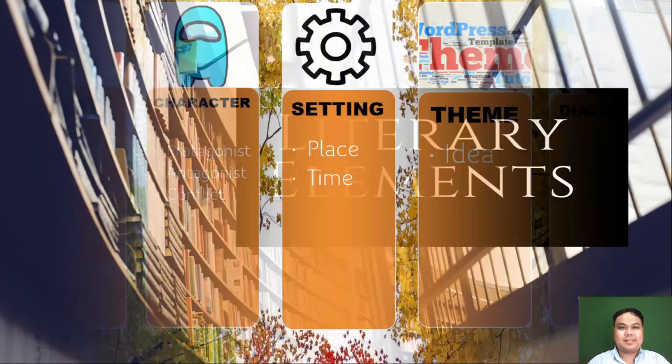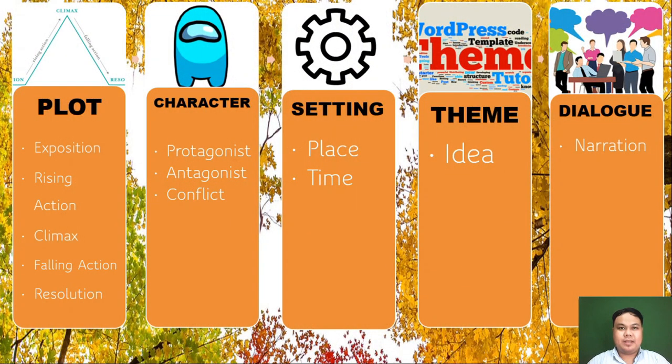The literary elements are divided into five parts. The first part is the plot, which covers the exposition, the rising action, the climax, the falling action, and the resolution, followed by the character, which has three divisions: the protagonist, the antagonist, and the conflict. Next is the setting, which talks about the time and the place in the story, followed by the theme, which gives us the idea about the story, and lastly is the dialogue, which gives the narration of the characters.